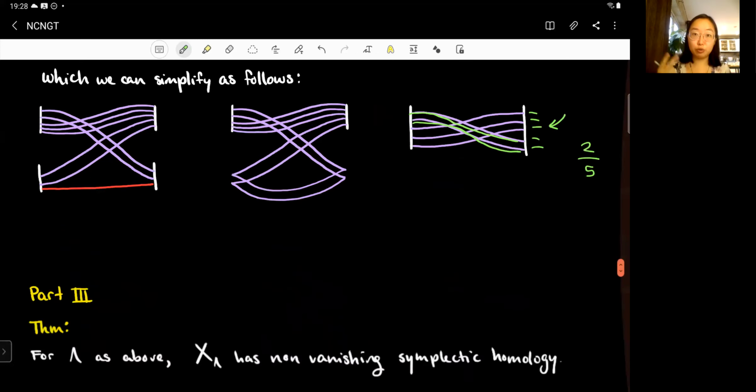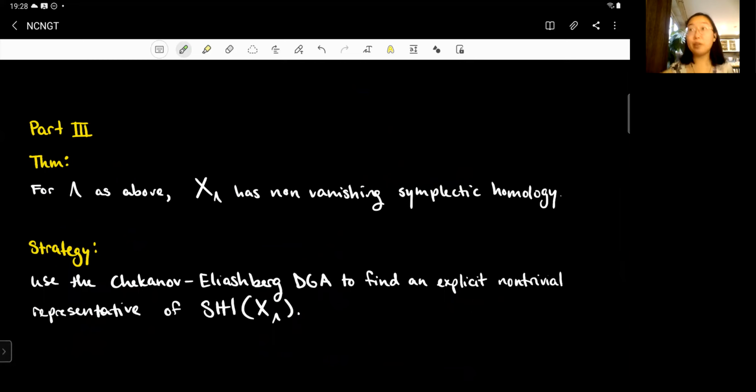So that's the end of part 2 of the proof, and we can move on to part 3. And part 3 is where we're mainly going to be proving the following theorem. So for lambda as above, a quasi-positive, algebraic length 2, 3 braid, X sub lambda has non-vanishing symplectic homology. So the strategy here is we're going to use the Chekanov-Eliashberg DGA to find an explicit non-trivial representative of the symplectic homology of X sub lambda.